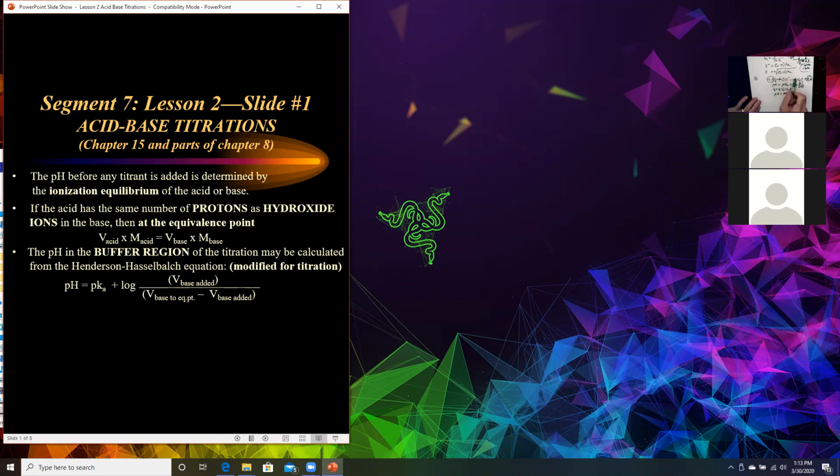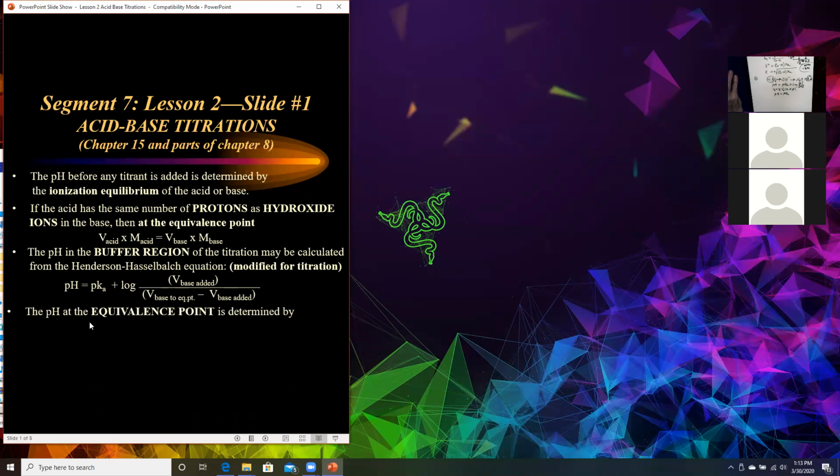Volume of acid times molarity of acid equals volume of base times molarity of base. So the pH is the pKa plus the log of the volume of base added, divided by the difference between the volume it takes to get to the equivalence point and how much you've just now added. And this is the Henderson-Hasselbalch equation just modified for titration. Same thing, we could do it without that equation.